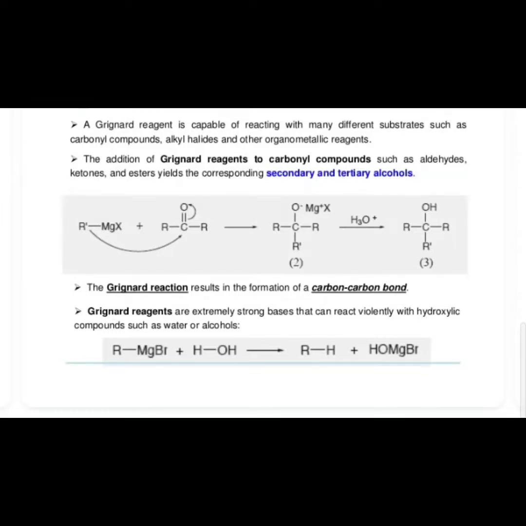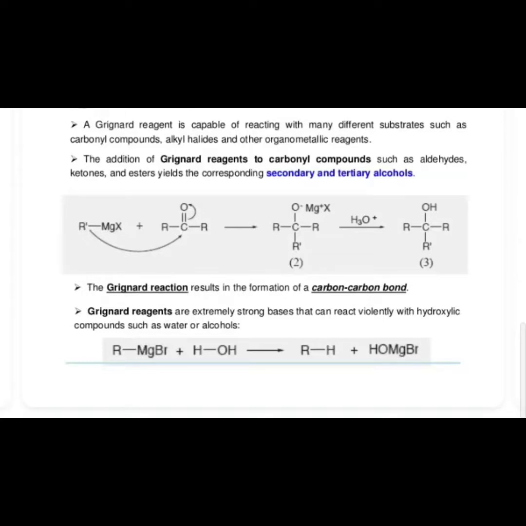So the Grignard reaction results in the formation of a carbon-carbon bond. If you want to prepare any carbon-carbon bond, you can use the Grignard reaction. And the next point: Grignard reagents are extremely strong bases, so they can react violently with hydroxylic compounds such as water and alcohols. If you want to combine two molecules with a carbon-carbon bond, then you can proceed with the Grignard reaction.